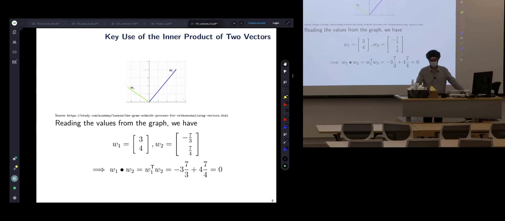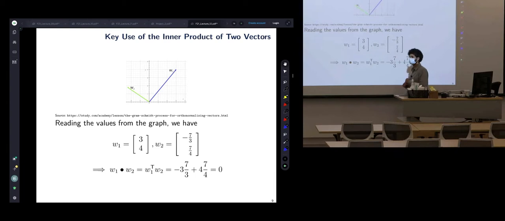For example, here we have two vectors, W1 and W2. They are not aligned with the usual x and y axes in 2D. So one of them is 3 and 4. The other one is negative of 7 over 3, and 7 over 4. You take the dot product, it's 0. That tells us these two vectors are orthogonal. It is not easy at all by looking at them to say that these two are orthogonal. I cannot do that. I don't think that's a very easy thing to do.